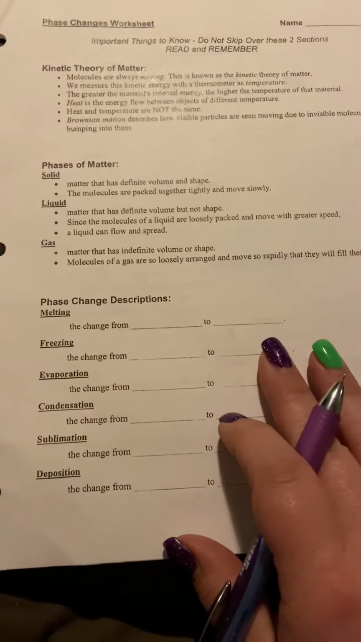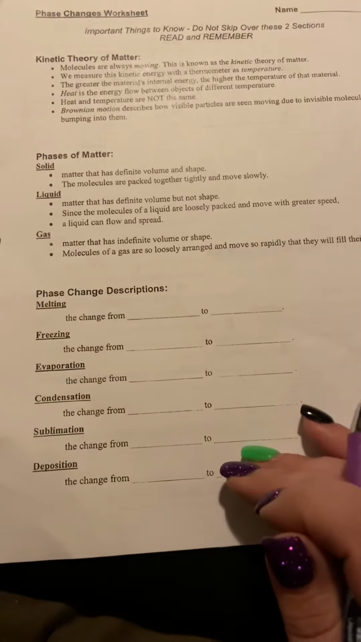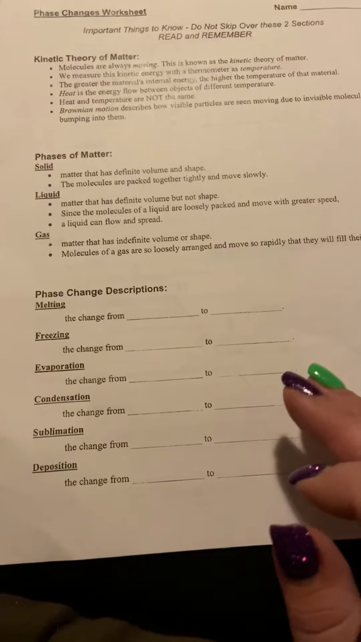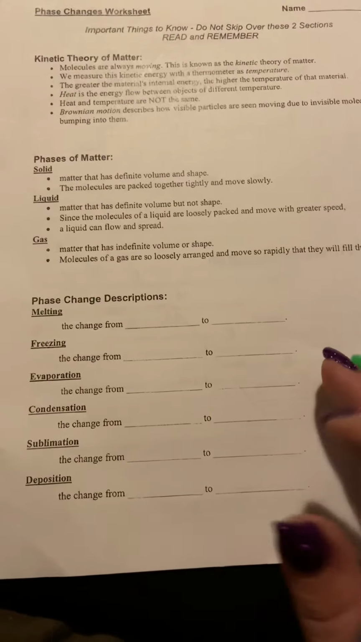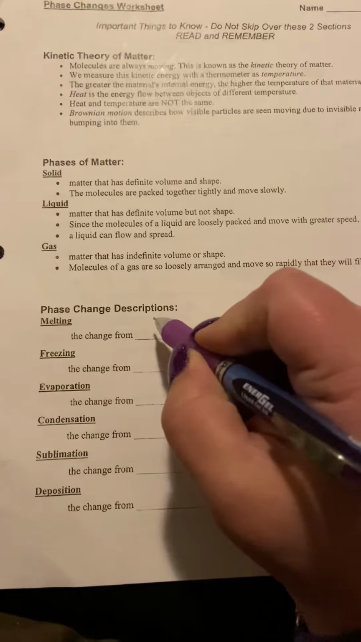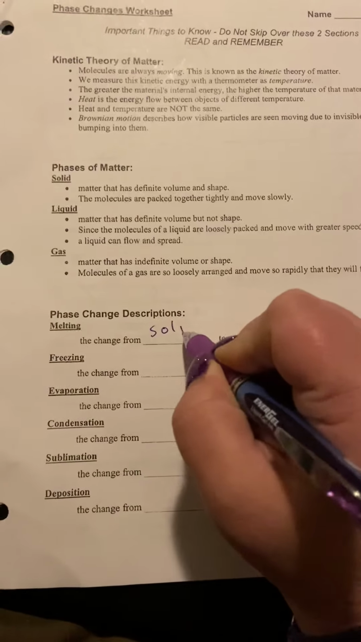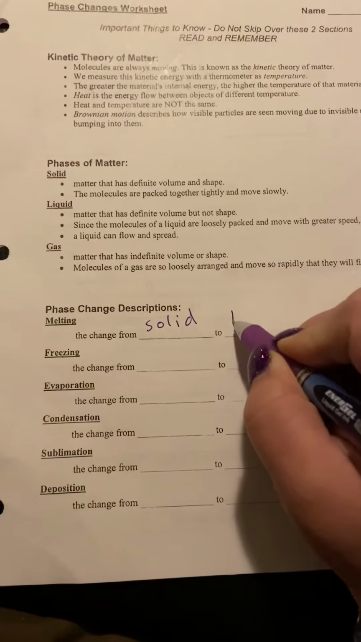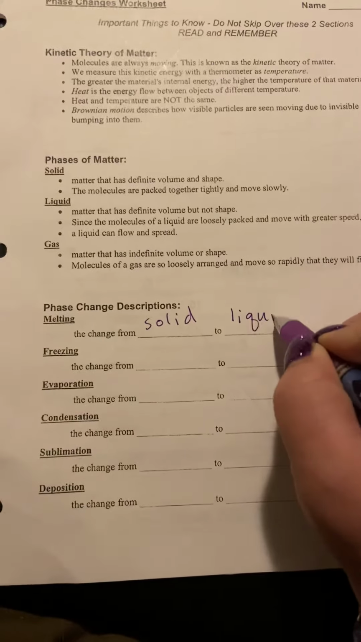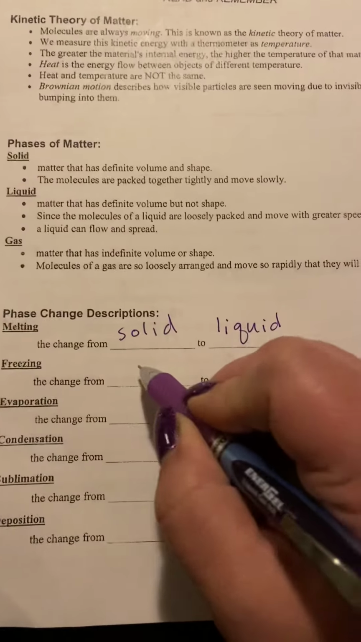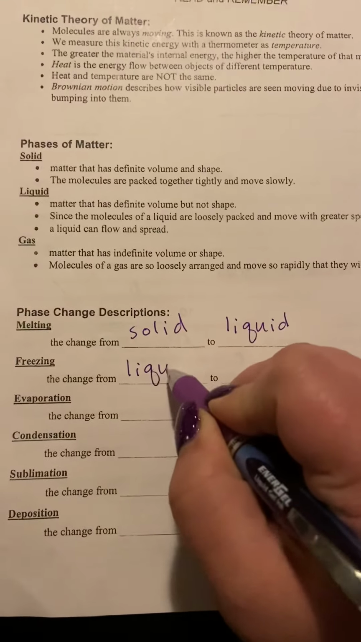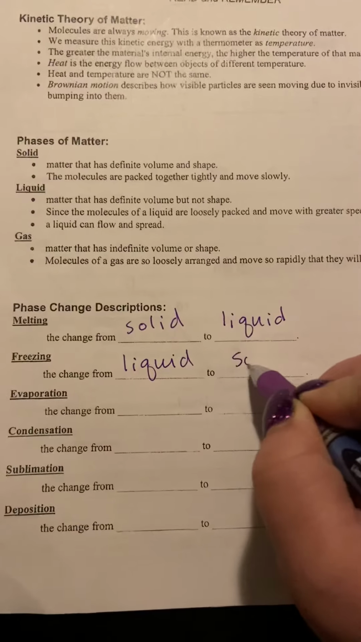Okay, you were supposed to have done this front page the week before we got out, so let's just go over it real quick. Melting is obviously going from what to what? A solid to a liquid. And then freezing is obviously going to be liquid to a solid.